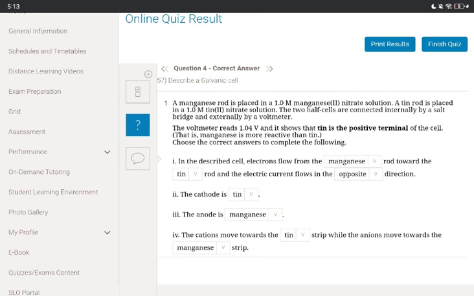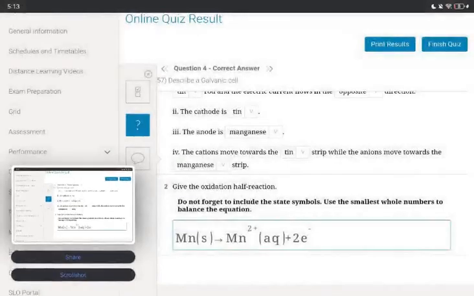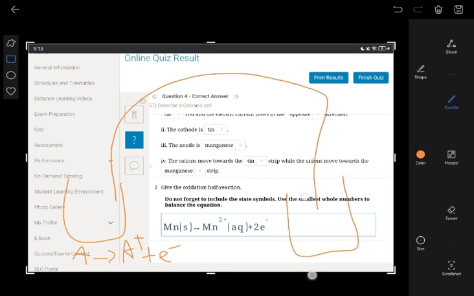The cations move towards the tin strip, while the anions, okay, look. I'll redraw it fast. So you have A becomes A plus plus e minus. Forget the salt bridge for now, I just want to show. So B plus plus e minus becomes B.